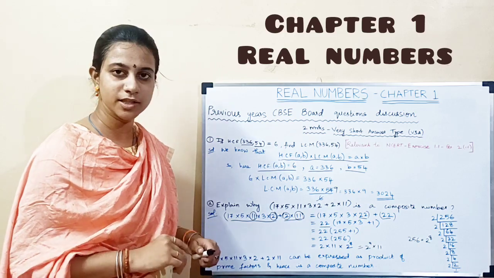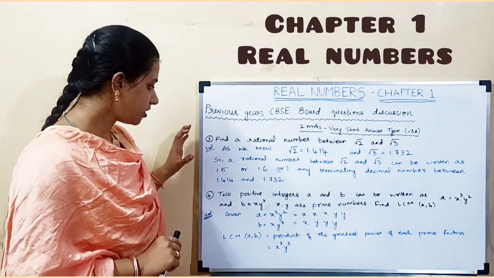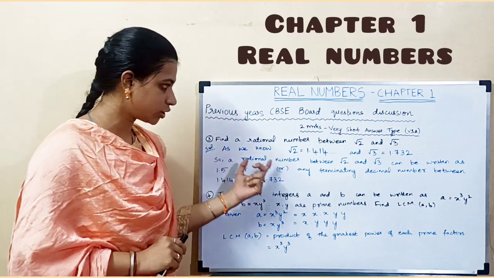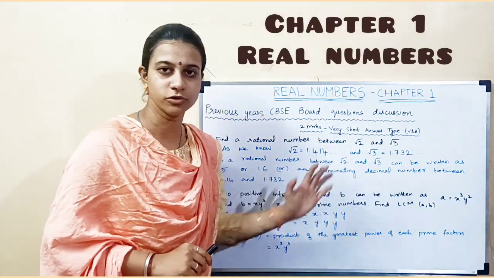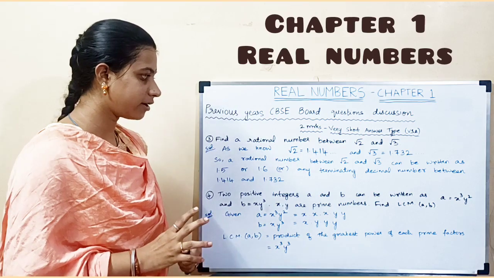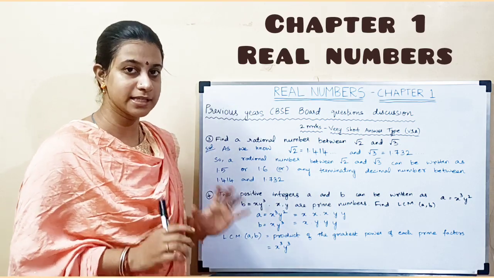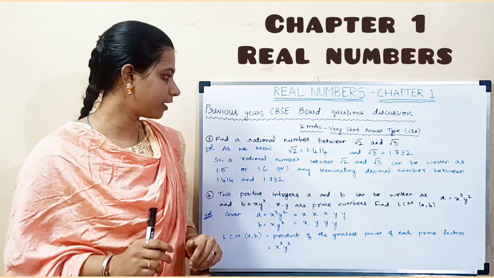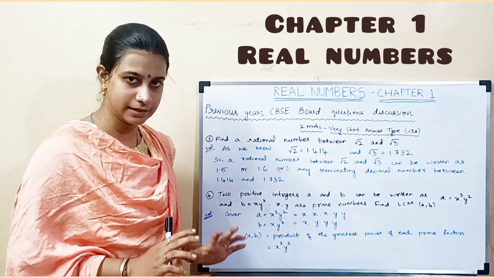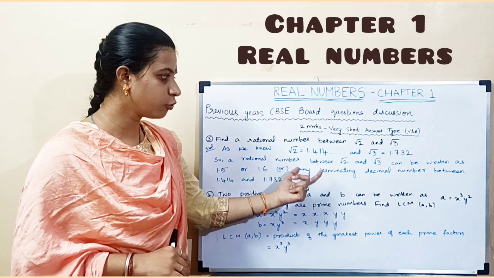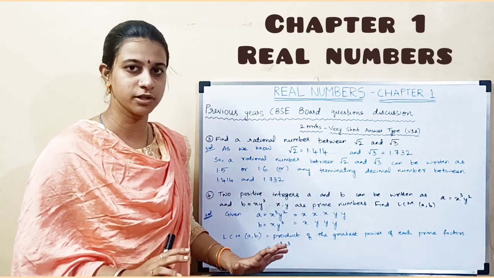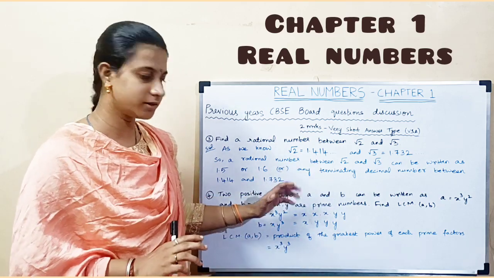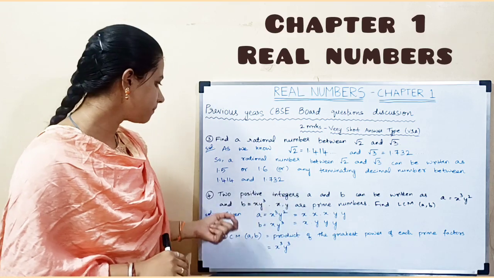Now let's move on to the third question. The third question says, find a rational number between root 2 and root 3. Of course, the last part of the previous edition book, that is the decimal expansion of irrational numbers, is removed, or it is a deleted portion, but still it is related to root 2 and root 3. It is a very general question. So if you want, you can learn this also. I'll just explain it in brief.